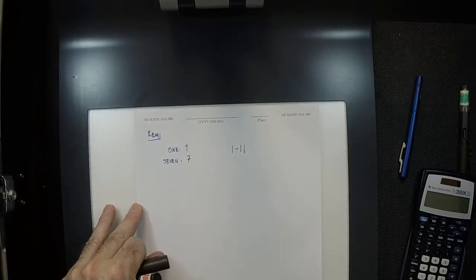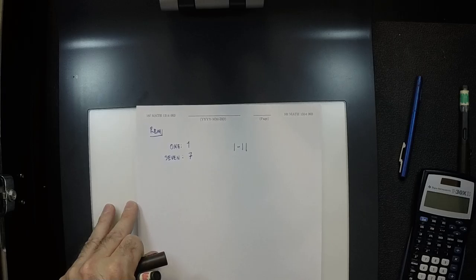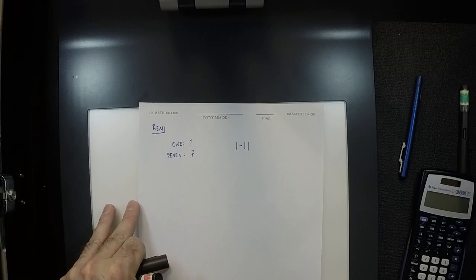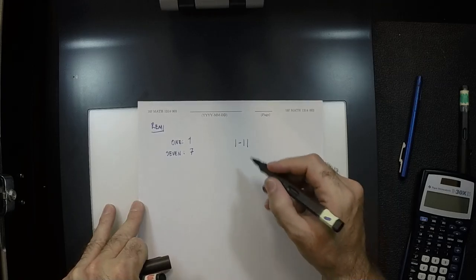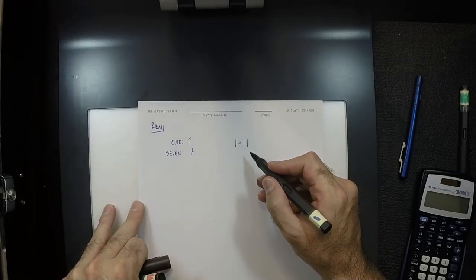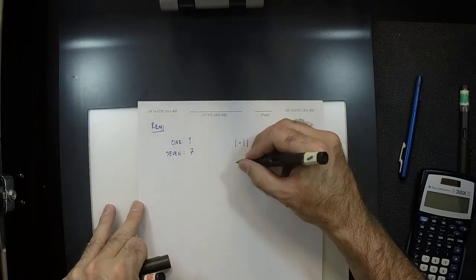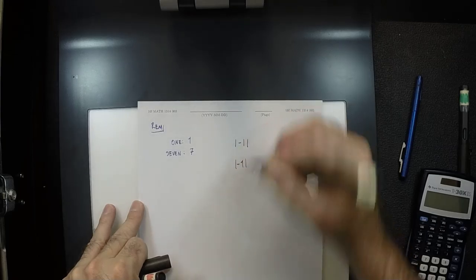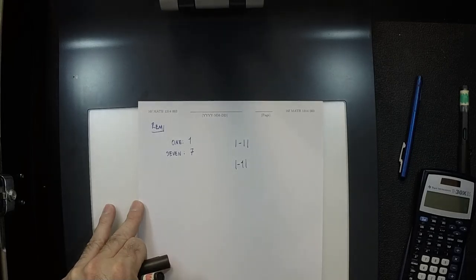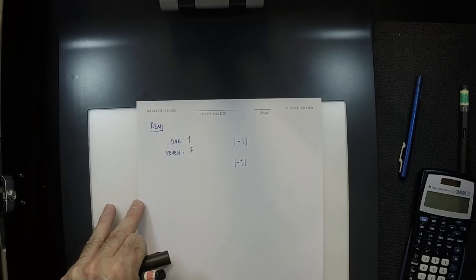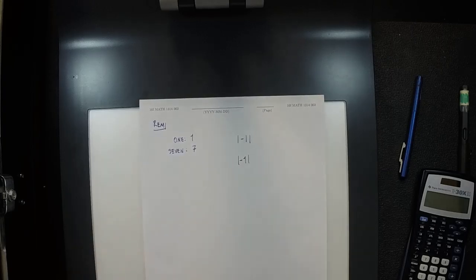The reason why I do this is because, please tell me, what is the meaning of this statement? Did everybody hear that at the same time I heard 1 minus 11, and I also heard the absolute value of 1? So this statement is ambiguous. It's not clear what it means. This one can mean only one thing.